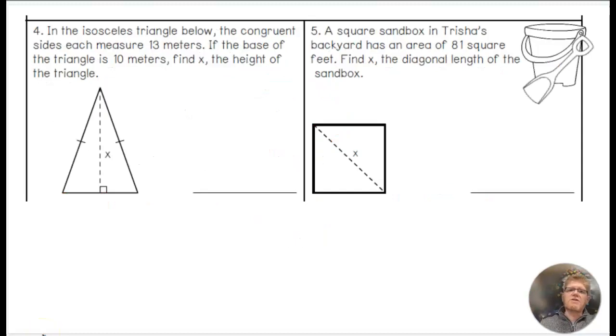Since there's not enough time to do every one of these problems, we're going to pick the ones that are most common. So let's do number 5 here. A square sandbox in Trish's backyard has an area of 81 square feet. Find x, the diagonal length of the sandbox.